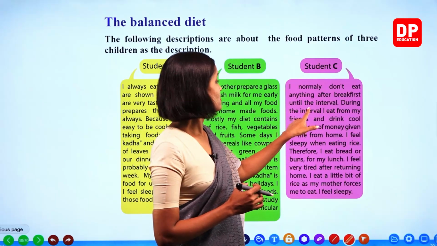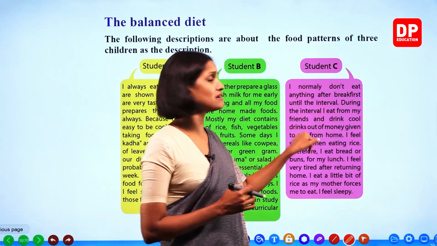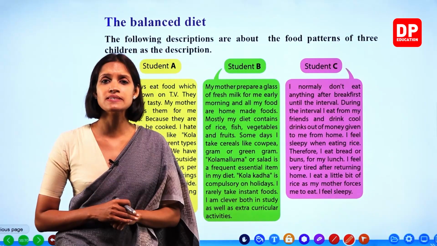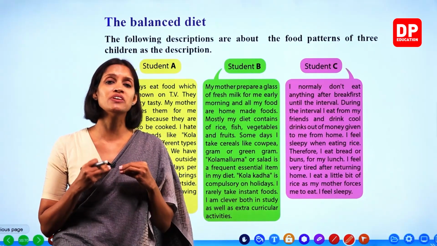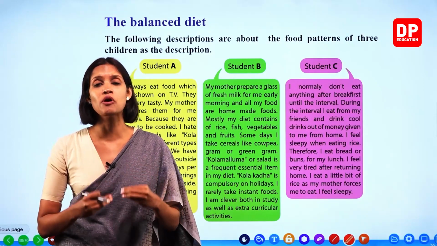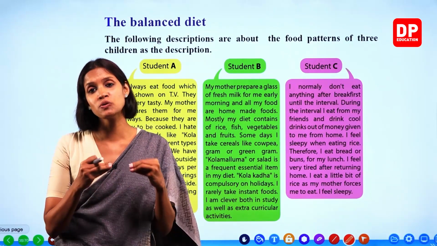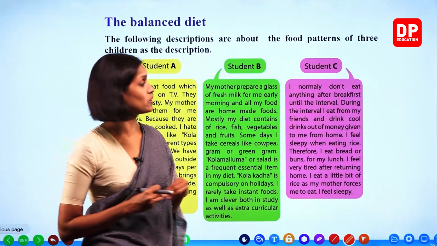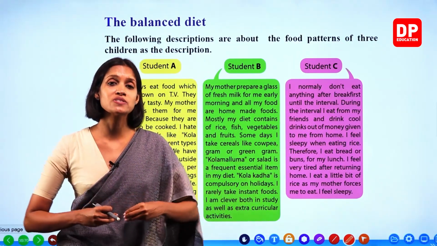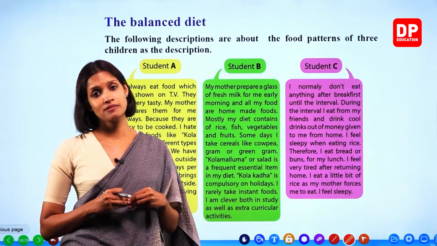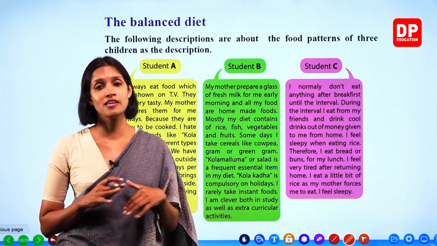Okay, so interval. I eat from my friends and drink cool drinks. Cool drinks means those soft drinks. Actually, that is a type of junk food. Junk food means food without any correct amounts of nutrients. Nothing good in it. Junk. Okay. So soft drinks contain a lot of carbon dioxide and too much sugar. Right? Nothing other than that, children.